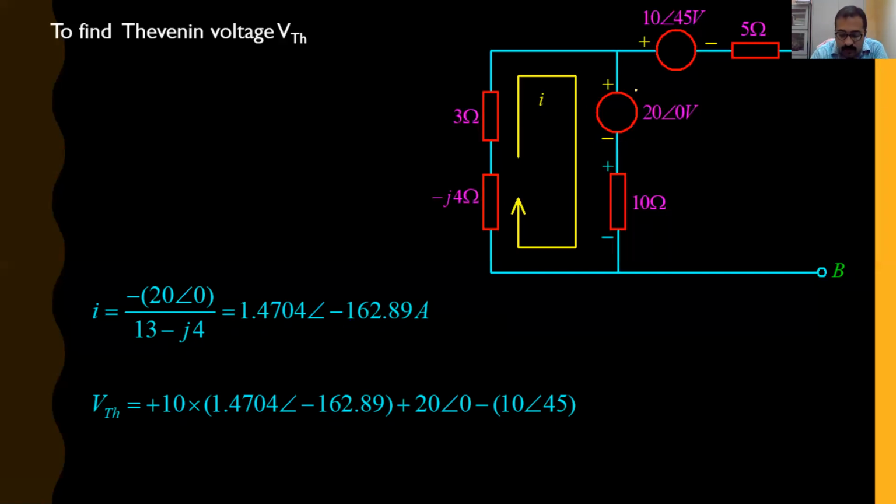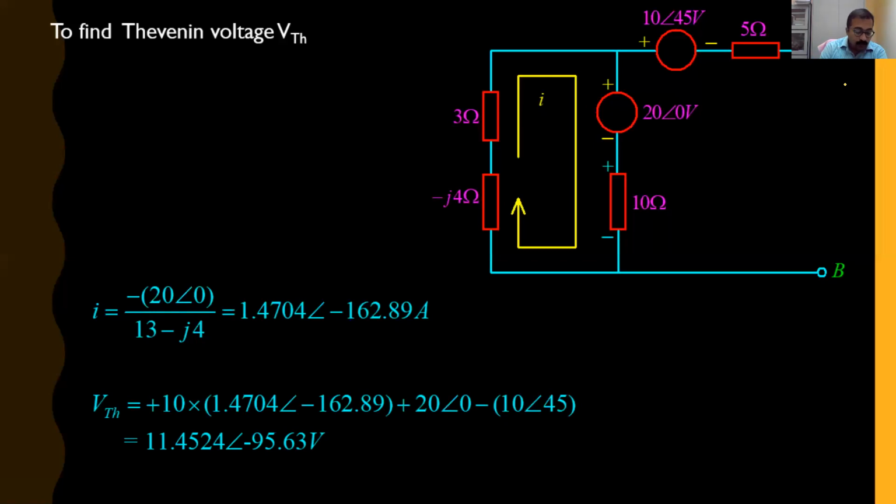Then again minus to plus is a potential rise, so plus 20 angle 0, plus to minus is a potential drop, so minus of 10 angle 45. So when you solve this, you will get 11.4524 angle minus 95.63 volts. That will be the Thevenin voltage. That will be the open circuit voltage seen from the load points A and B.